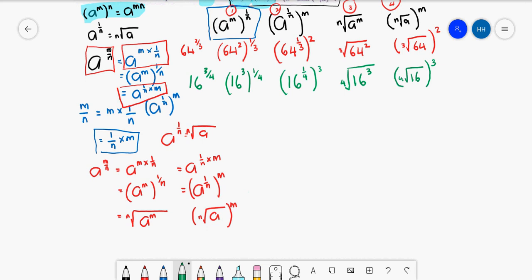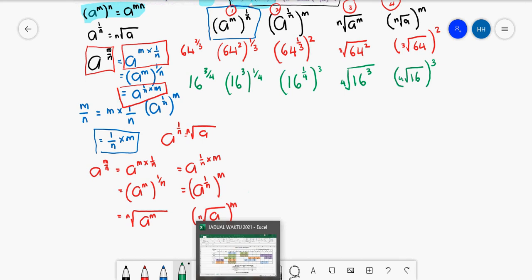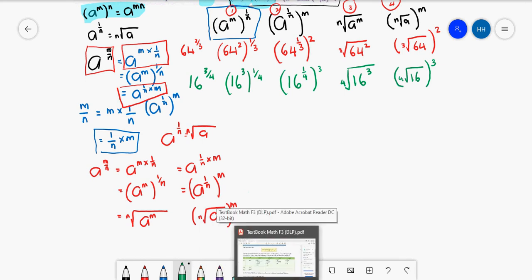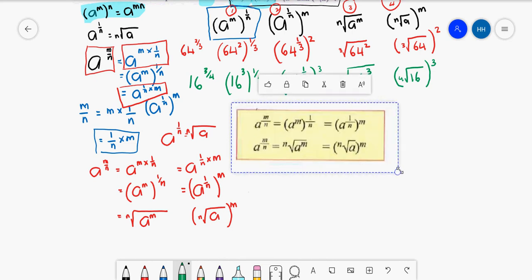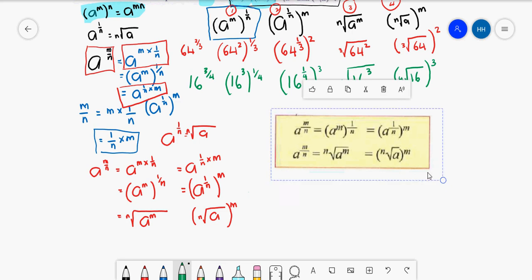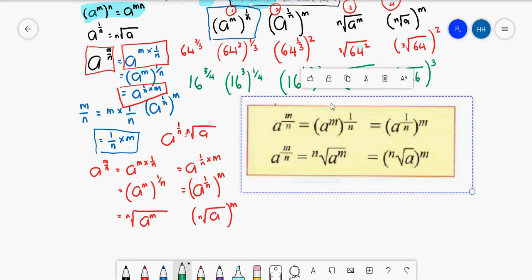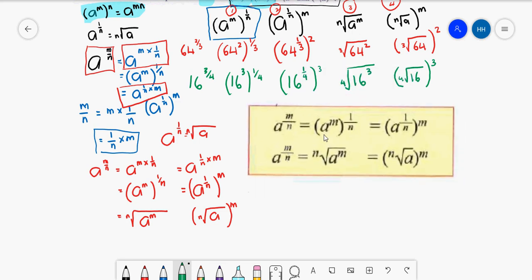So the conclusion for today's lesson is that you learned that a to the power of m over n can be written in 4 forms: the first one, second, third, fourth.